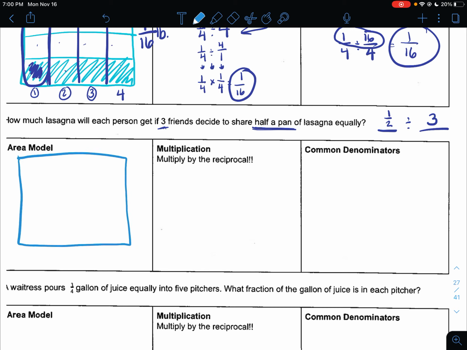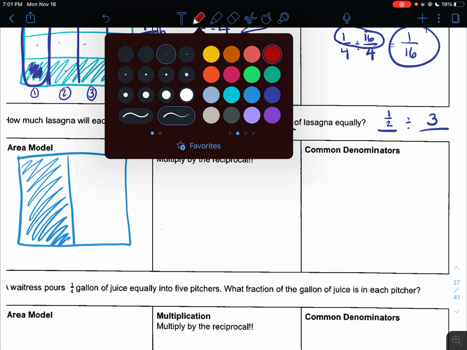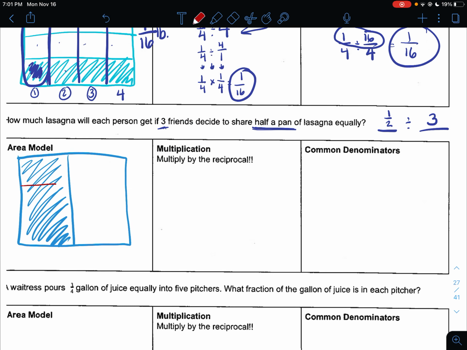Okay, so area model. So here's my pan of lasagna. Guess I should have made it red, but we're having some blue lasagna tonight for dinner. So here's my half of a pan of lasagna. Okay, there it is, half full. And I'm going to take it, and I'm going to cut it into 3 equal shares. So here's 1 friend, 2 friends, 3 friends. How much is 1 friend getting? 1 box is shaded out of 6. So each friend gets 1/6 of the pan.